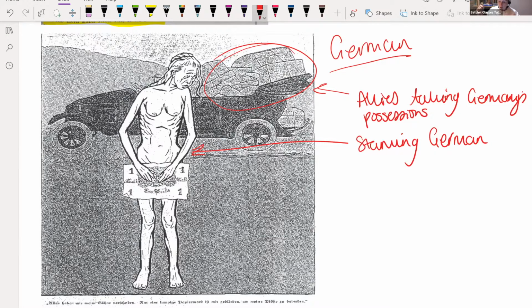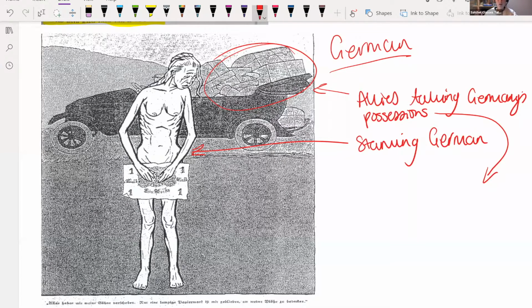Okay, so again, to bring in our contextual knowledge, when we're talking about the Allies taking Germany's possessions, what are they taking? They're taking their land, right? So you wouldn't just write in an answer, because we're aiming for those top marks. You're not just going to write this source represents the Allies taking all of Germany's stuff, right? Because that's not going to get you any marks. You've got to be specific.